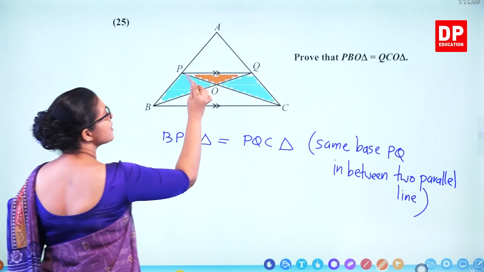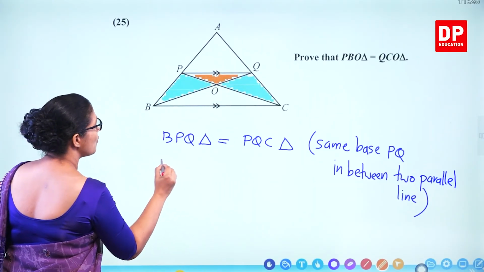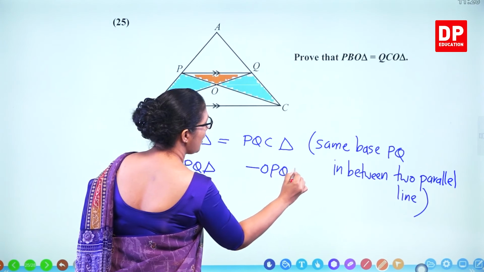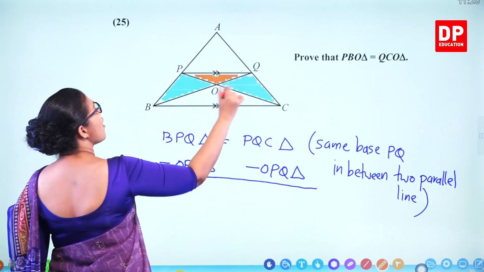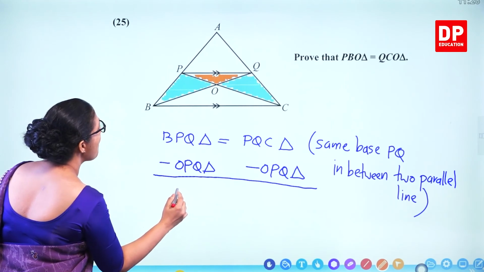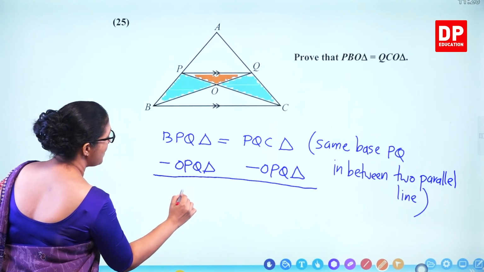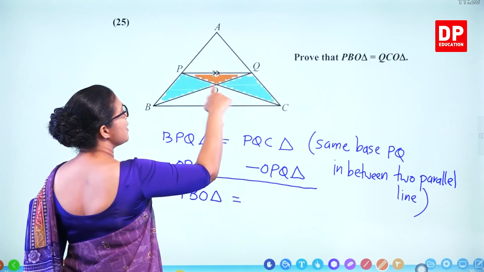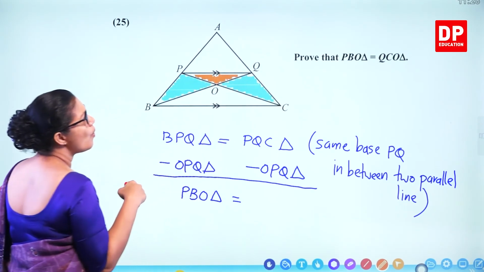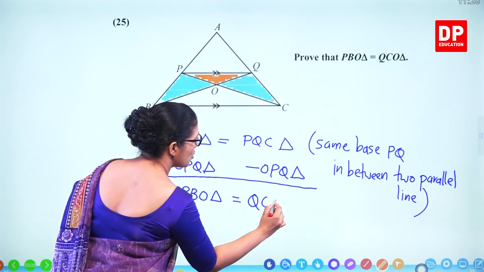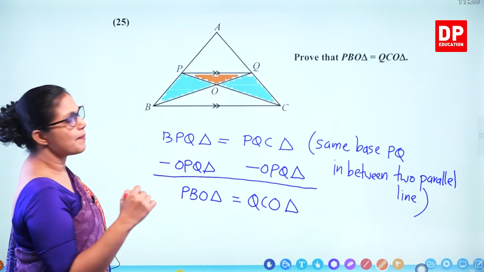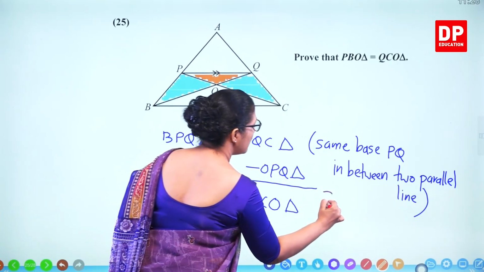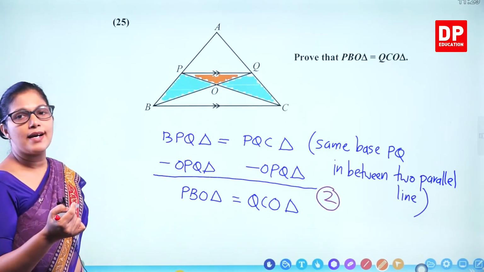Now we'll subtract this area from the bigger one. So we'll subtract triangle OPQ from both sides. What happens? Bigger triangle minus that, you get triangle BPO, PBO. PQC, the bigger one minus this one, you get OQC or QCO. So these two triangles are the same. So you get 2 marks for that, showing these 2 steps and getting the answer.